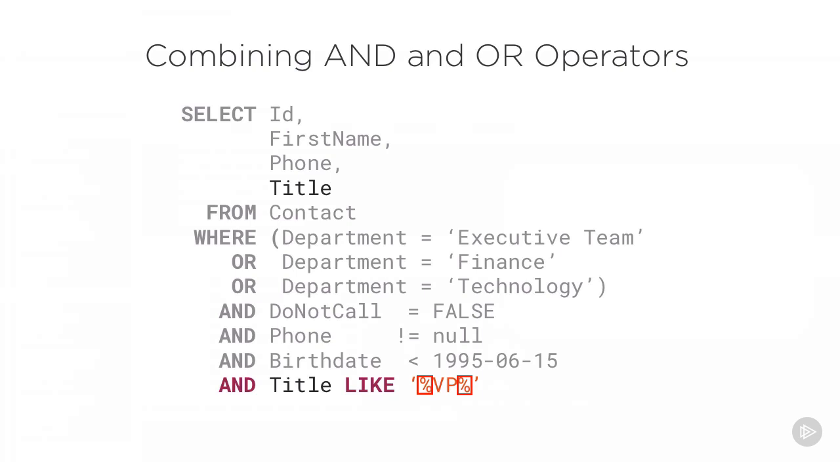A percentage sign in a like filter is a wildcard, meaning any character or characters or no character at all can be in the place of the percentage sign. We have one before VP in case their title is something like SVP, and we have one after VP in case their title is something like VP of Technology. This kind of fuzzy matching in SOQL is super powerful and used very often.